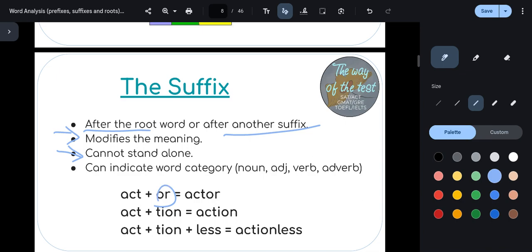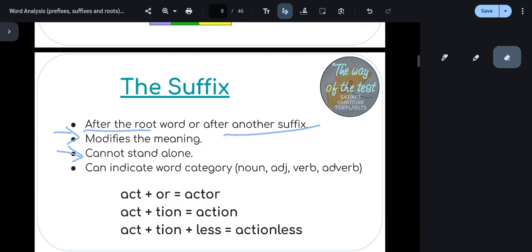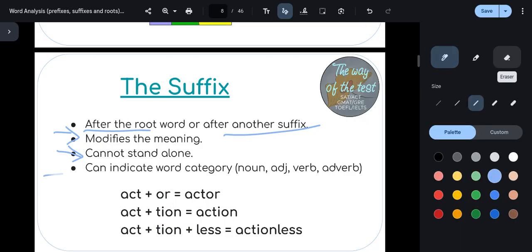For example, we have or. You're going to say, isn't it like either or, the particle or? Yes, but it's a different or. This is not the same. We have the suffix or, which is not really a word. It cannot be used as a full word in a sentence.